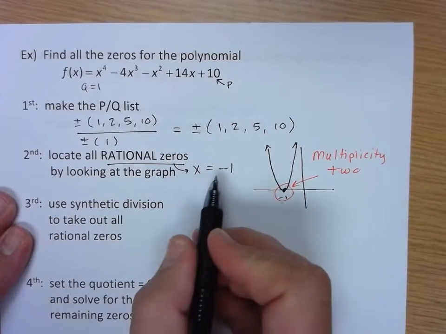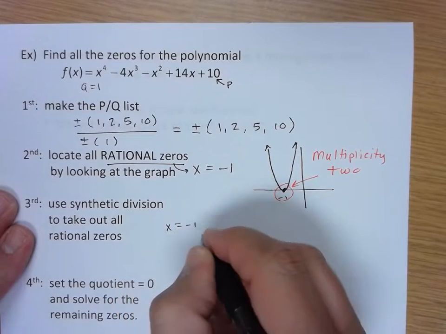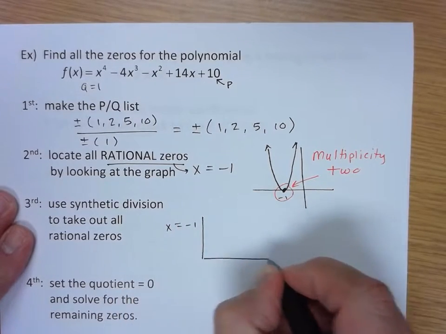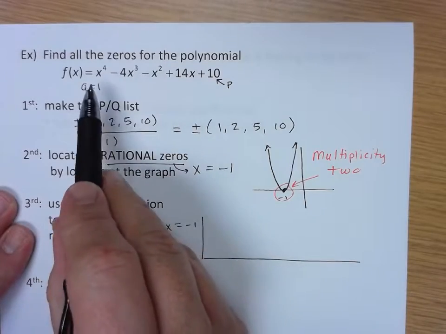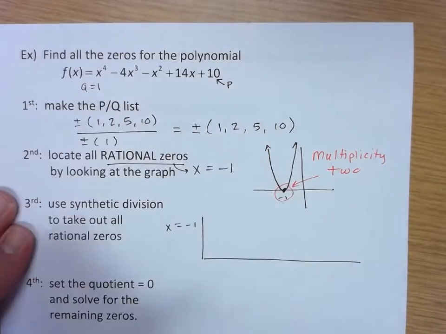So I'll start off with x equals -1, set up my synthetic division array. The coefficients, let's see, 4, 3, 2, 1, 0. Everybody's there, no missing terms.